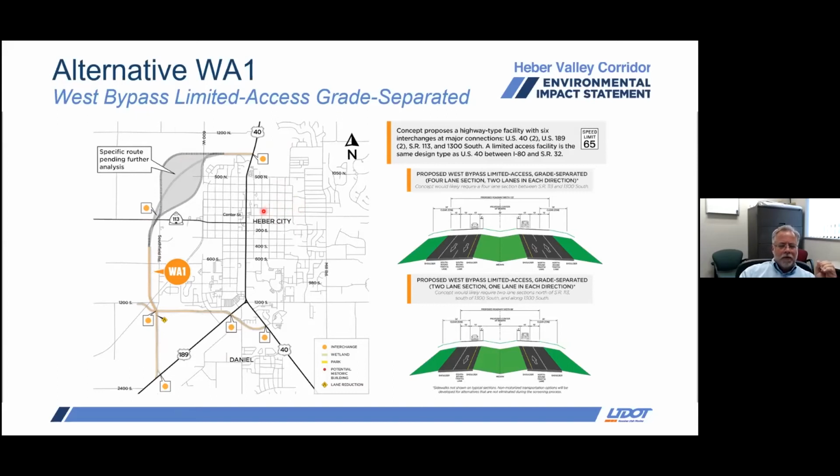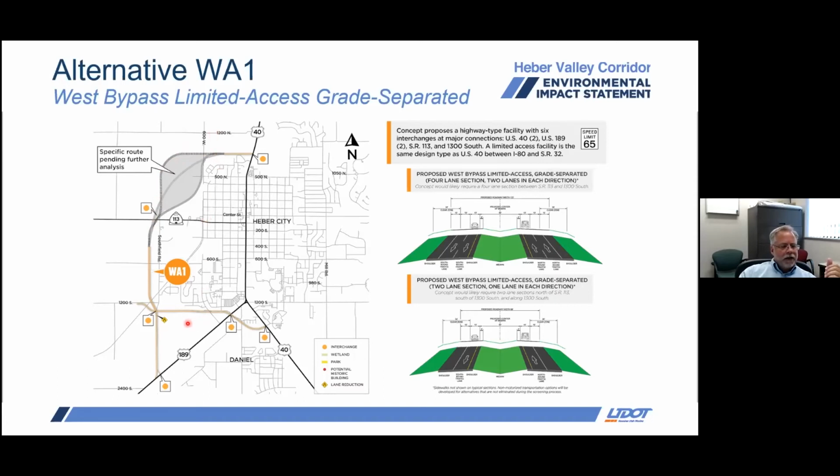Couple things to point out with this alternative. Like I mentioned a few minutes ago, this alternative does follow the corridor that was set aside by Heber City and Wasatch County. I also want to point out this gray area in the northwest quadrant here. At this location, because of the number of wetlands that we'll have to analyze and we're required to minimize or avoid, we haven't yet settled on any particular alignment through this area.